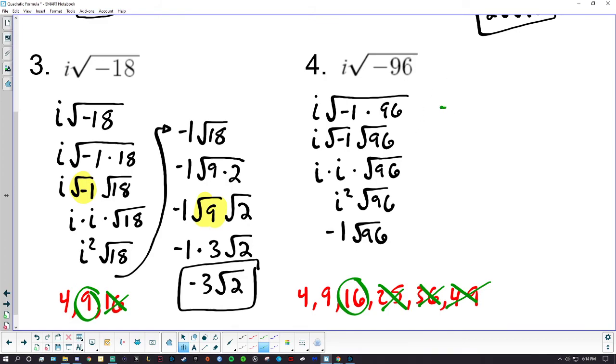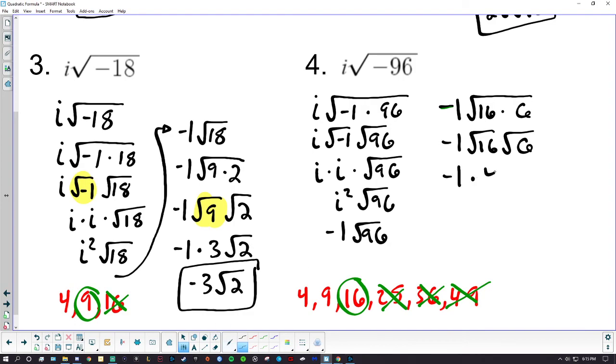So we have negative 1 square root of 16 times 6. Splitting it up, square root 16, square root 6. We know the square root of 16 is 4, so negative 1 times 4 square root 6. Negative 1 times 4 gives me negative 4 square root of 6. And that is our simplified number 4. So this is how we use imaginary numbers in order to simplify square roots that have a negative.